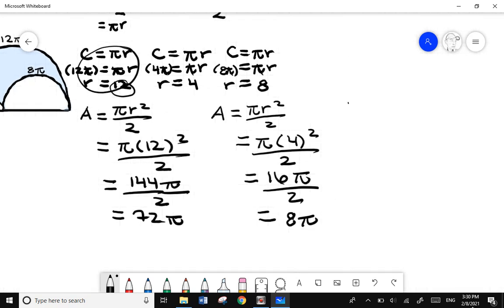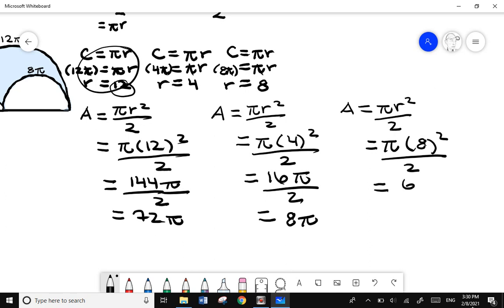And one last area. Start with your formula again. Your radius this time is 8. So let's substitute that in. Don't forget to divide by 2. 8 times 8 is 64 pi divided by 2. And what is 64 divided by 2? It's 32 pi.